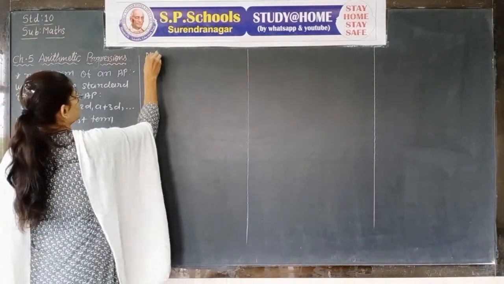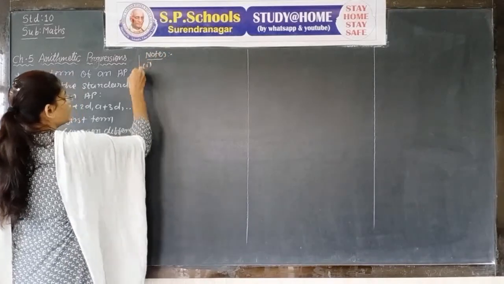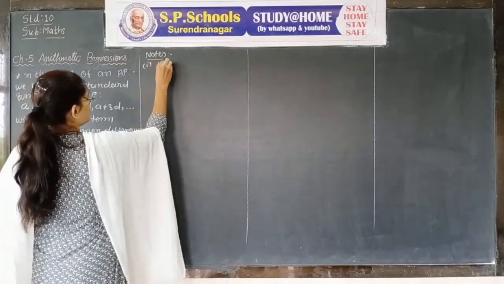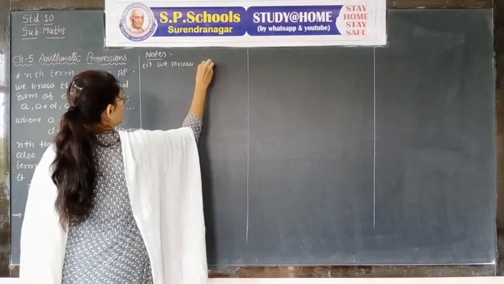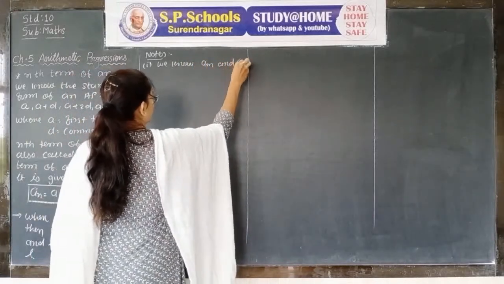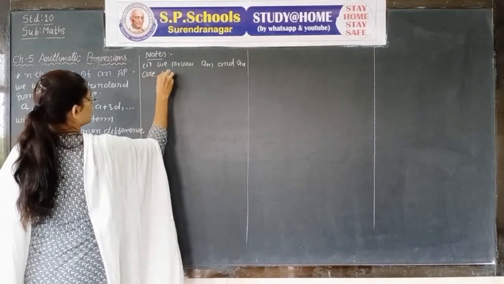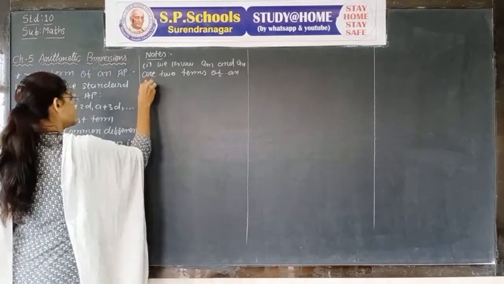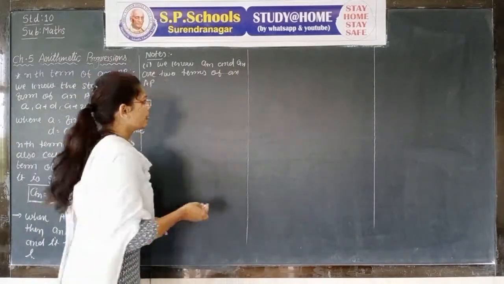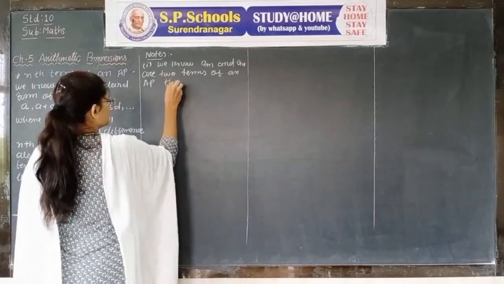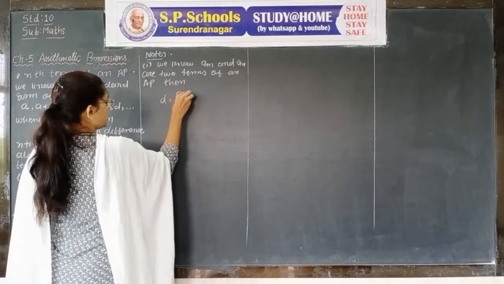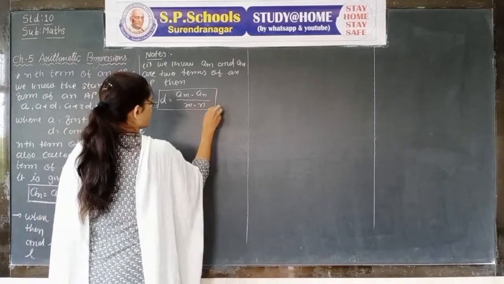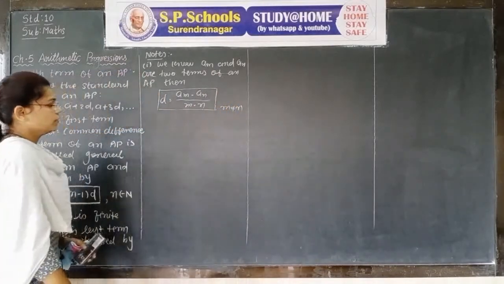Now some notes to remember. First, suppose there are two terms of an AP we know: am and an are two terms of an AP. They are not consecutive terms, they are different terms. Then the common difference d is obtained by am minus an upon m minus n, where m does not equal n.